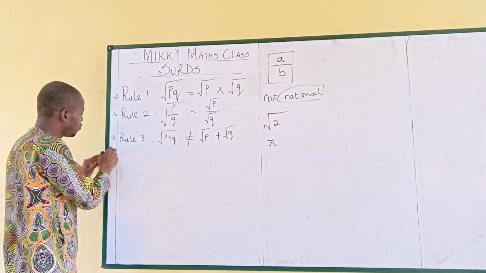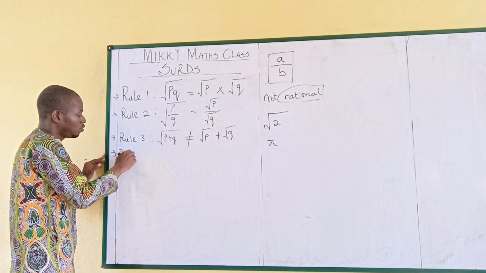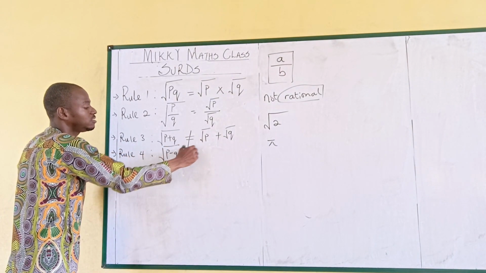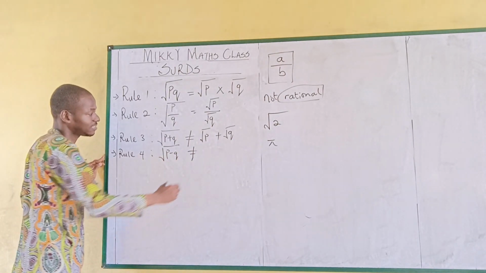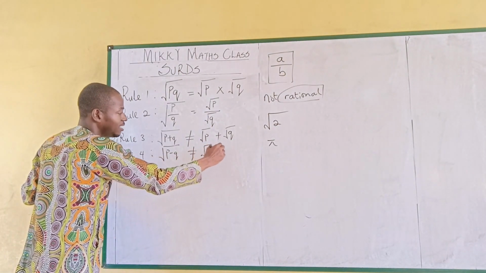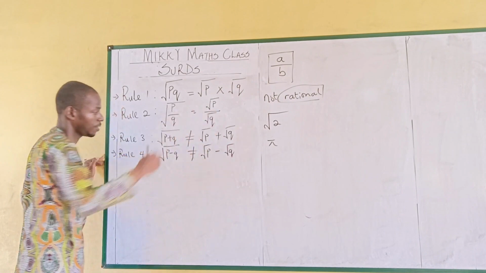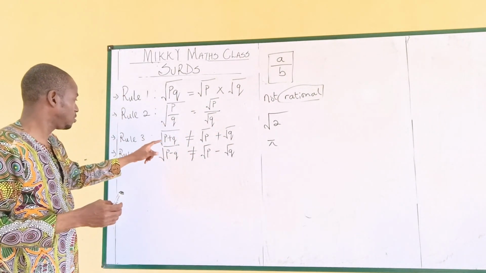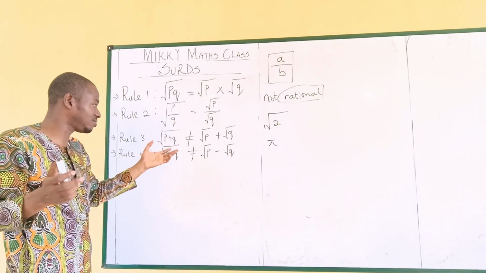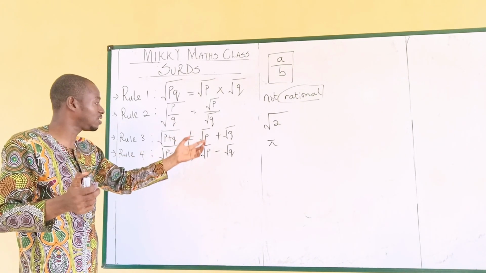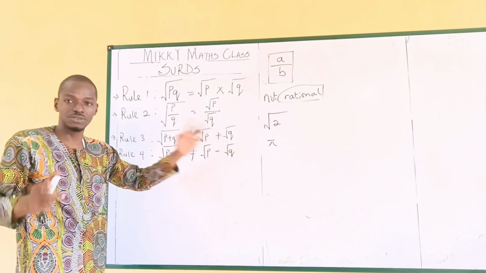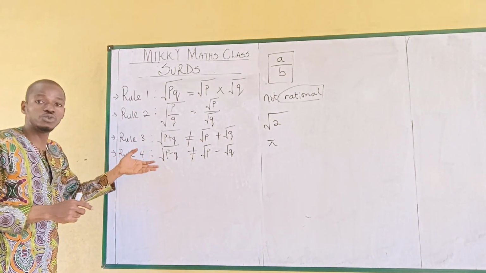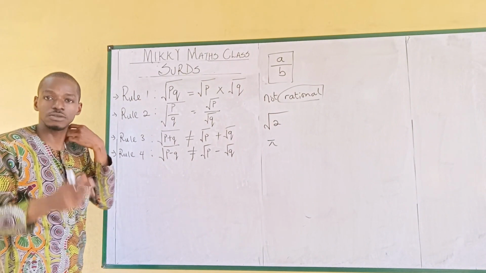The same way, root of P minus Q is not the same thing as root P minus root Q. Take note of this. A lot of students fall into that error. When you add them separately, or you look for the square root first, then add, no, it's not the same thing. So these rules will guide us in solving surds.